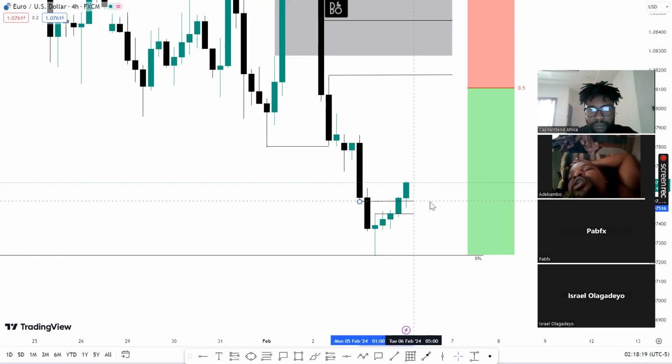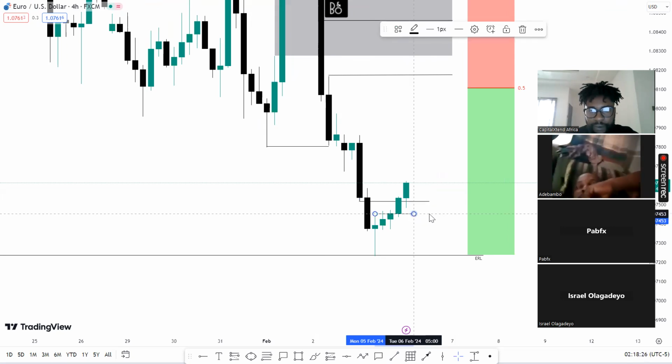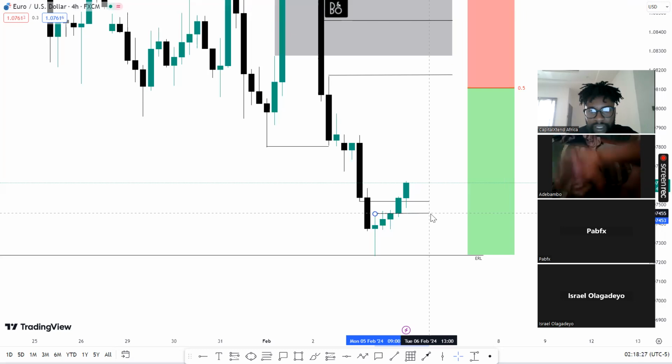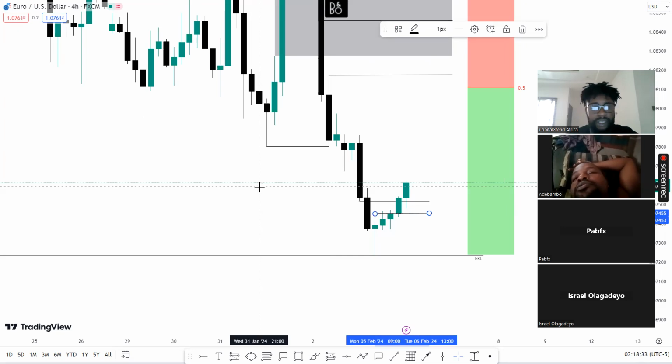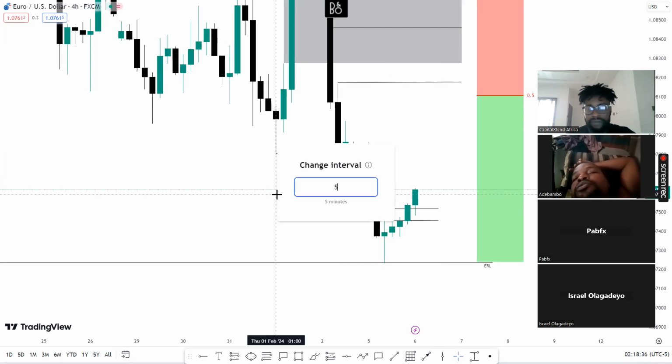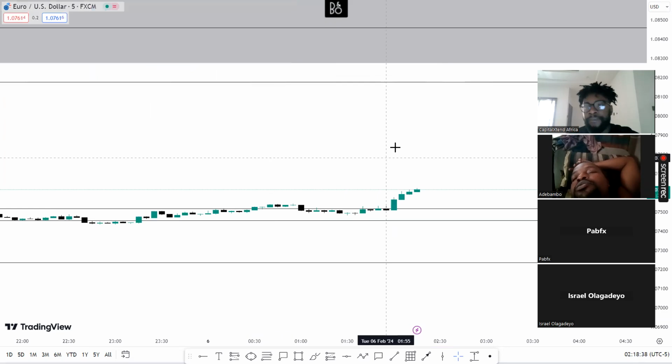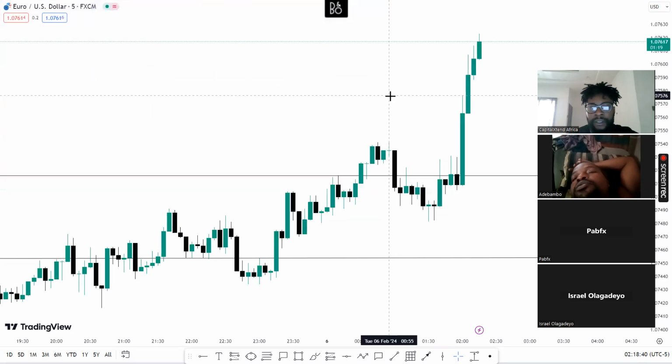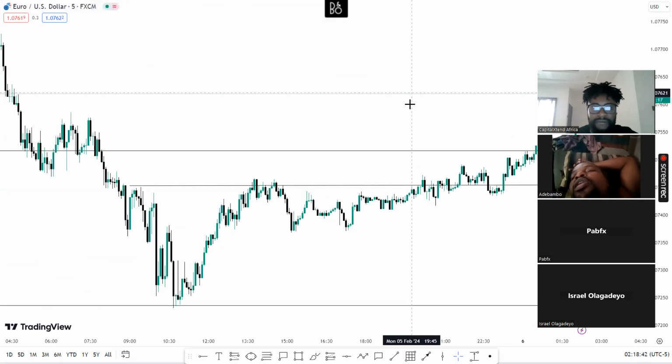But I'll bet more on GBPUSD. Reason being that if EURUSD is yet to take out this external range liquidity, that means GBPUSD will have already taken out the external range liquidity. So going down to 5 minutes. Now this is 5 minutes.